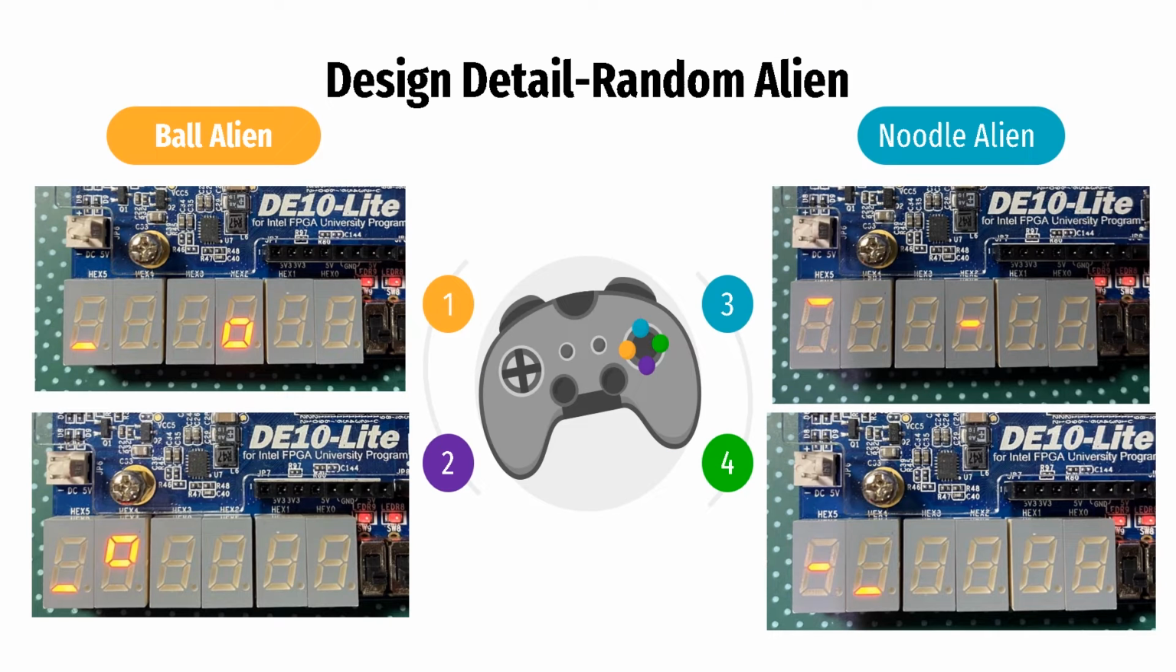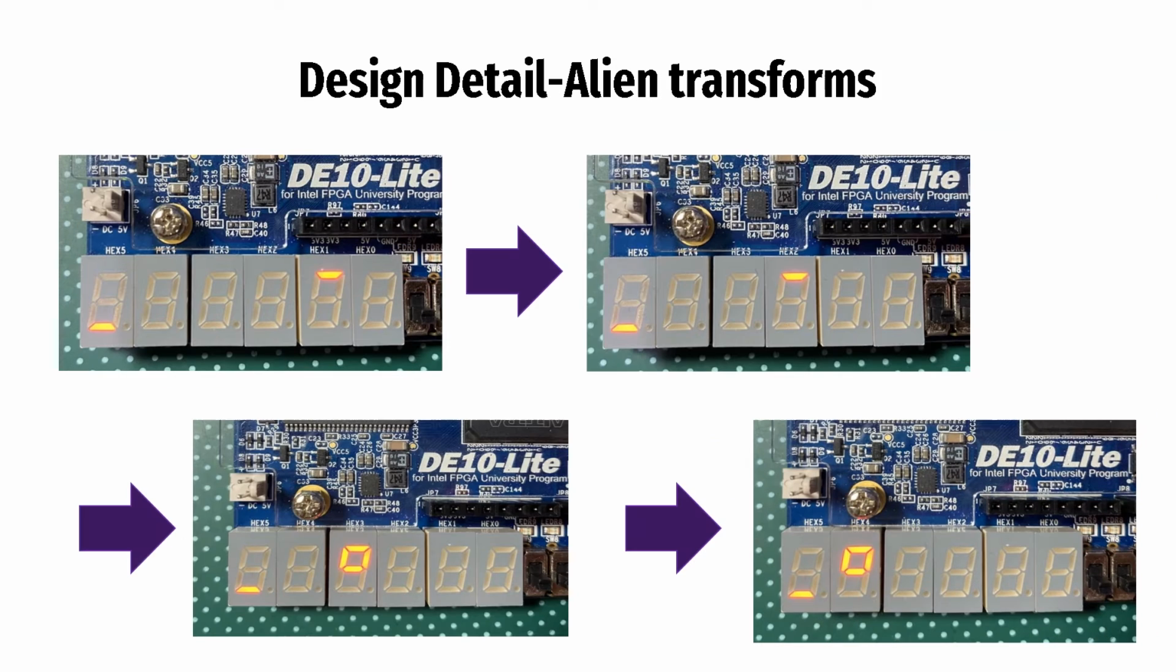Let's talk about our design details. Random alien. You will see the first and second pictures on the left side. You will see the ball alien like this. And let's see our third and fourth pictures on the right hand. You will see the noodle alien like this.